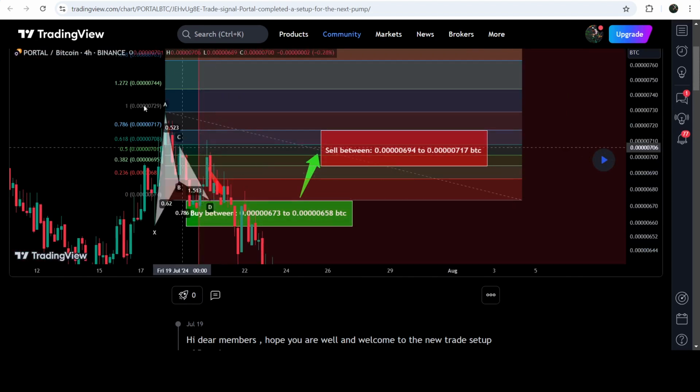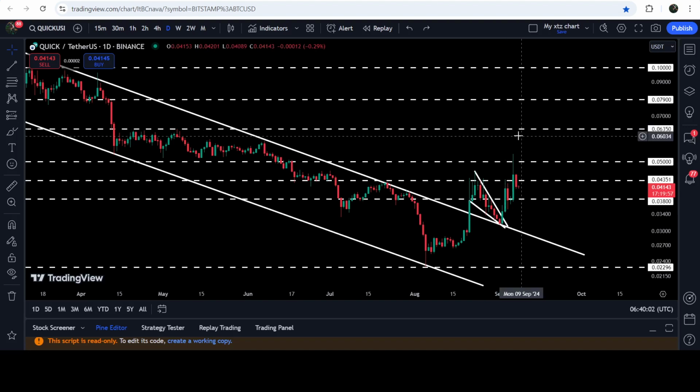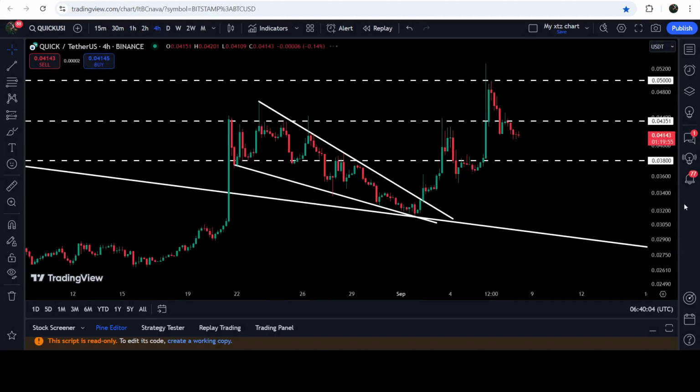Now, let me take you to the live chart of Quickswap. And first of all, let me show you the 4-hour time frame chart. And this was the falling wedge pattern that I was showing you in my previous video. And when I shared my last video, at that time, it was testing the support of the wedge. And now you can see that after testing the support of the wedge and the previous resistance of the down channel as a support as well, the price then geared up and broke out the resistance of the wedge.